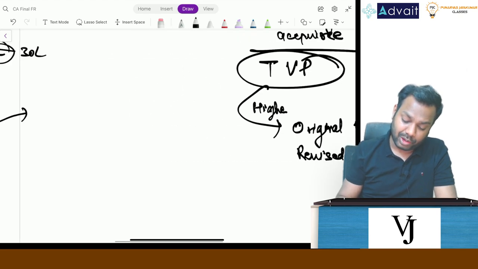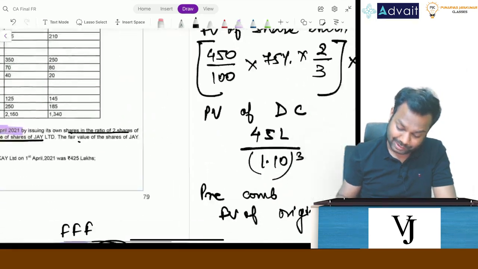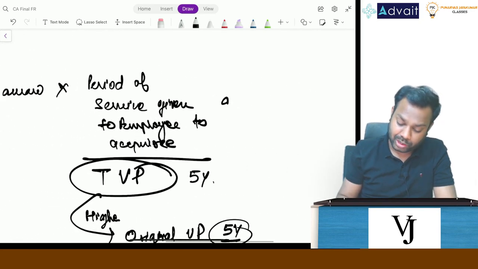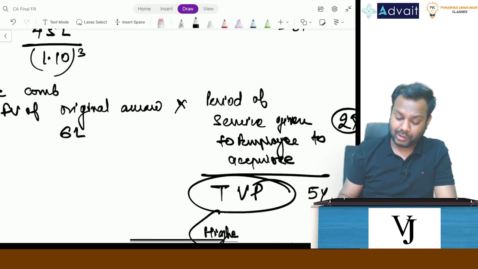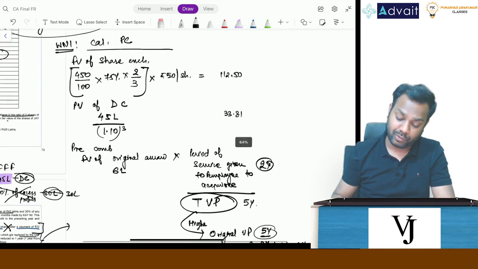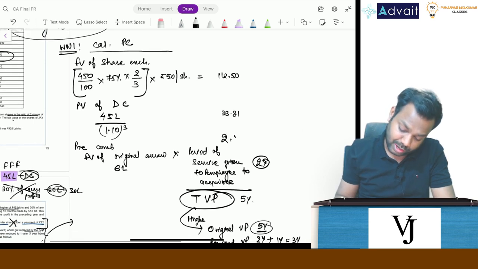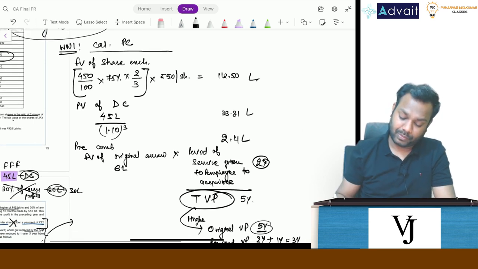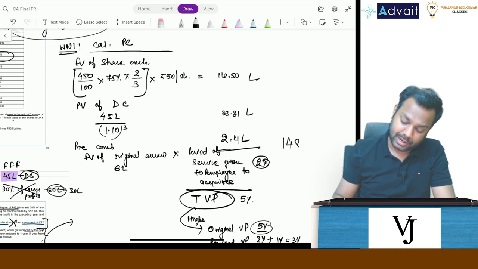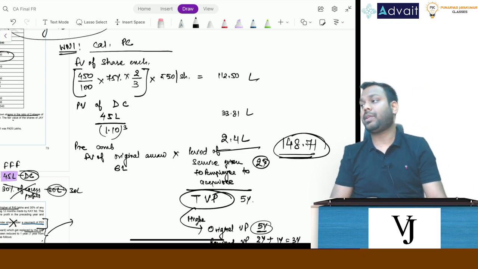What is the fair value of the original award? Fair value of the original award is 6 lakhs. What is the period served by the employees? 2 years. So what is the value? 6 into 2 by 5 is 2.4 lakhs. So what is the value? 112.5 plus 33.81 plus 2.4, 148.71 is the value of the purchase consideration. I hope it is clear to everyone.